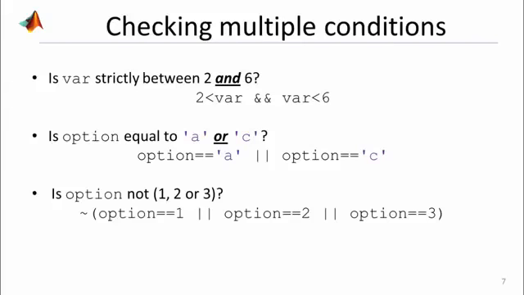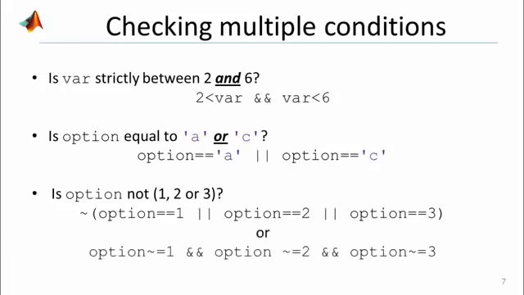Note you could also distribute the tilde within the parentheses. In that case, you negate every single symbol that you see. Equal equals becomes not equal, or becomes and. Both are identical. They will return true in the same scenarios.